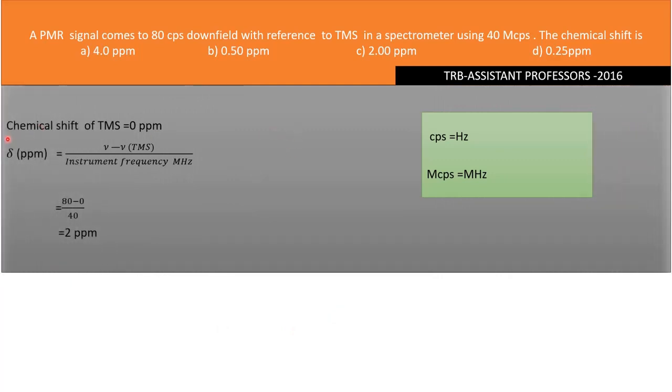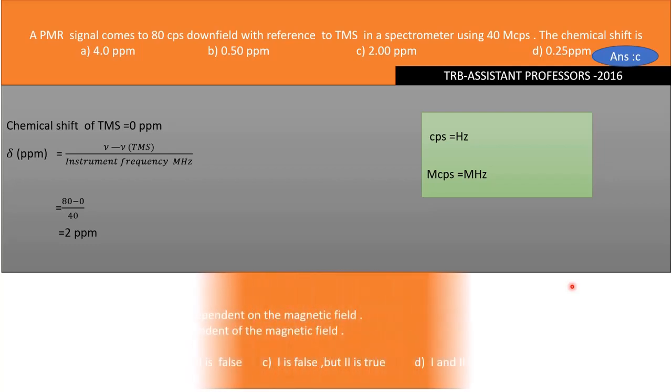Now the formula to find the chemical shift, you know very well. The chemical shift of TMS is equal to 0. So delta in parts per million is equal to the frequency minus the frequency of TMS. Here the frequency given is, a PMR signal comes at 80 CPS, so 80 Hz, minus 0, and the instrument frequency in megahertz is given as 40. So the answer is 80 divided by 40, which is 2. What is the answer? It is C. Okay, the next question.